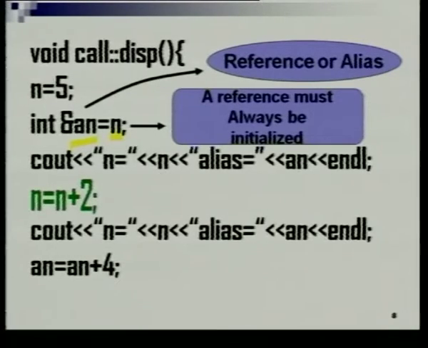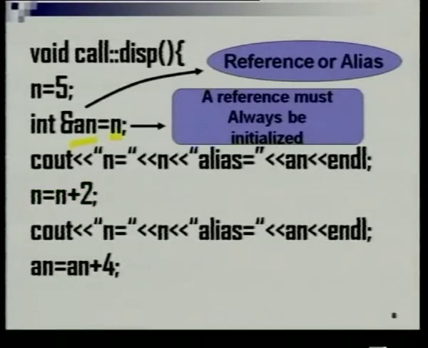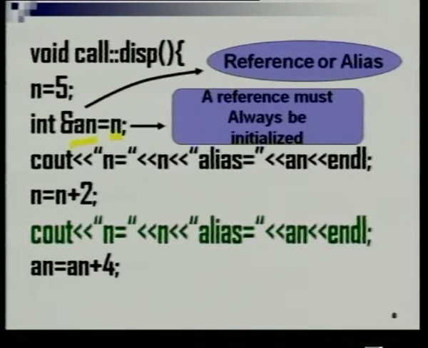Next, we are incrementing the value of the original variable, that is n, with the original name. We are incrementing that value by 2. So, now the value of n becomes 7. Now, if the alias is successfully declared to be another name for the original variable, the value of the alias also should change. So, next we are displaying the value of cout n as well as its alias an.